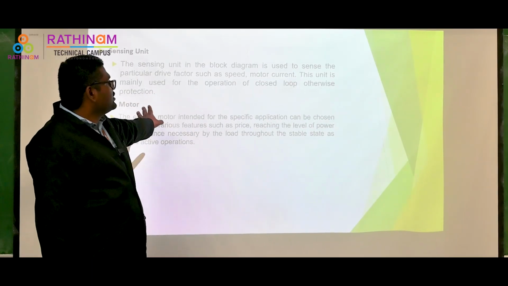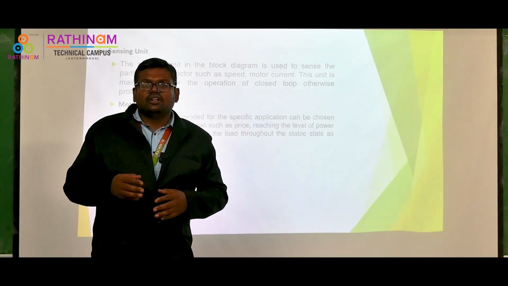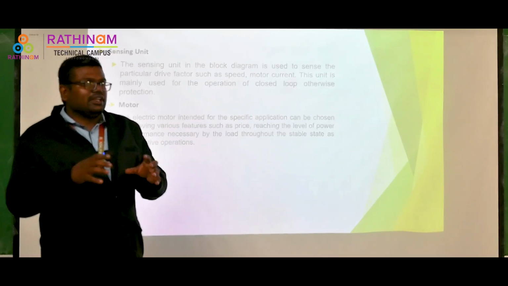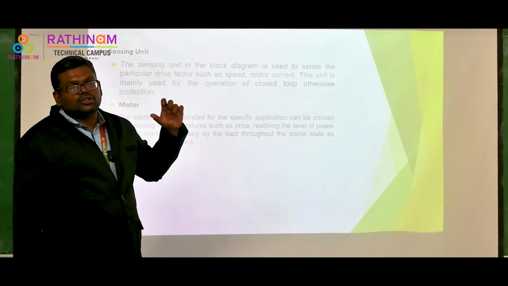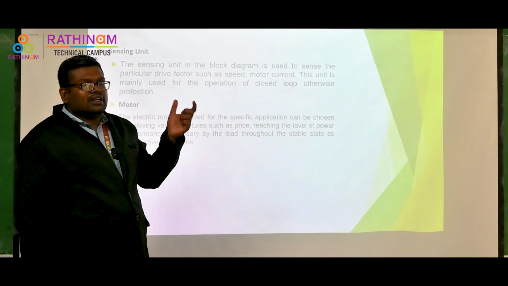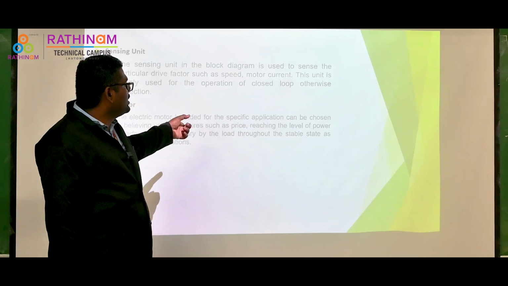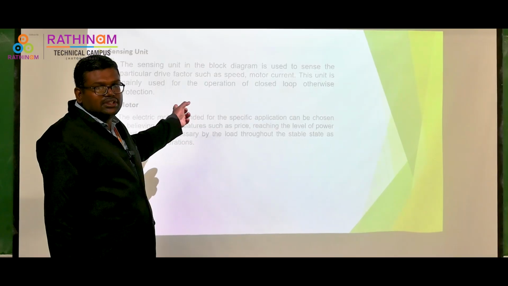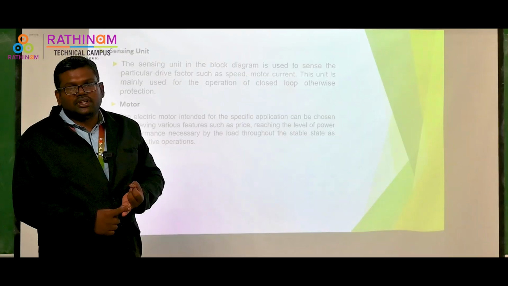Next one would be the sensing unit. So we will give the input to the control unit, and the input from the control unit is given to the load. The sensing unit is placed near the motor and the load. The main purpose of the sensing unit is to identify whether the given input is operated in the correct format. For example, the speed of the motor and the motor current are determined using the sensing unit. We can also determine the pressure and temperature.